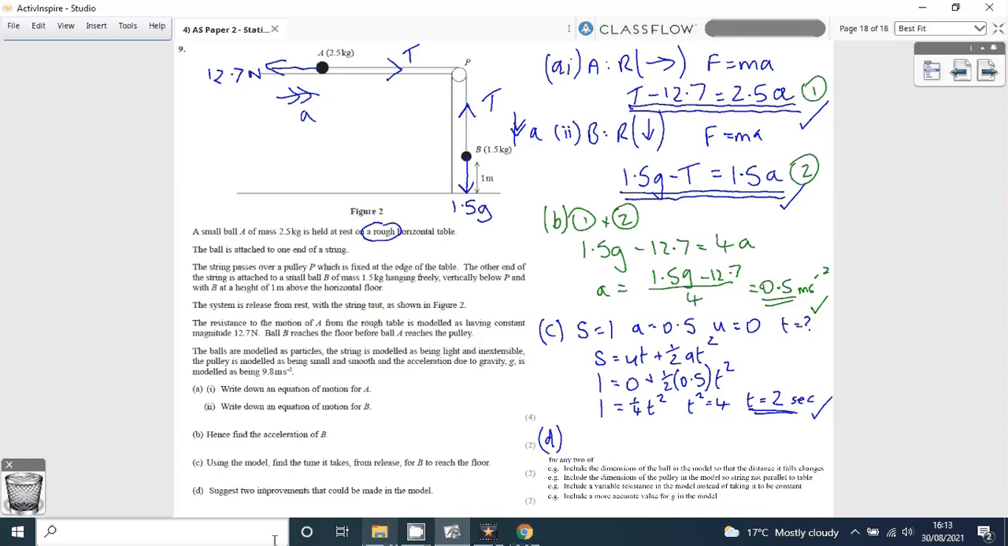Now for part D, suggest 2 improvements that we could make to the model. So I've just copied and pasted this from the answers. So you could include the dimensions of the ball in the model so that the distance it falls changes. You can include the dimensions of the pulley in the model, so the string is not parallel to the table. You could include a variable resistance in the model instead of taking it to be constant. You could include a more accurate value for G in the model.